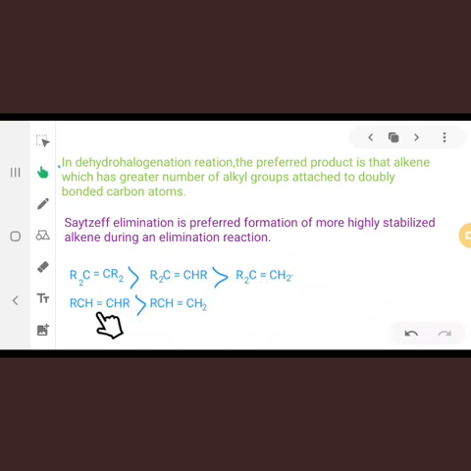Now here also, if you compare this and this, here 2 alkyl groups are there, here also 2 alkyl groups are there. So they are almost the same. Now if you compare these two, here 2 R groups are there and here only 1 R group is there. So this is more stabilized than this. Understand? So where the number of alkyl groups is greater, and what is the condition? Those alkyl groups must be attached to doubly bonded carbon atoms. Understand? So this is Saytzeff rule of elimination. Understand?